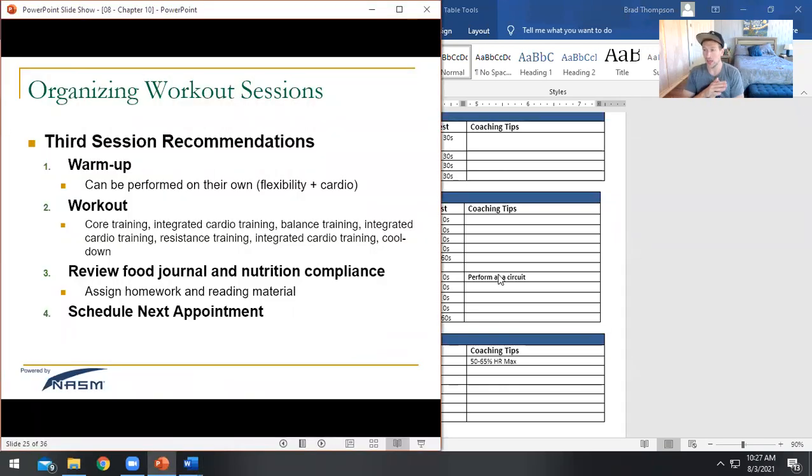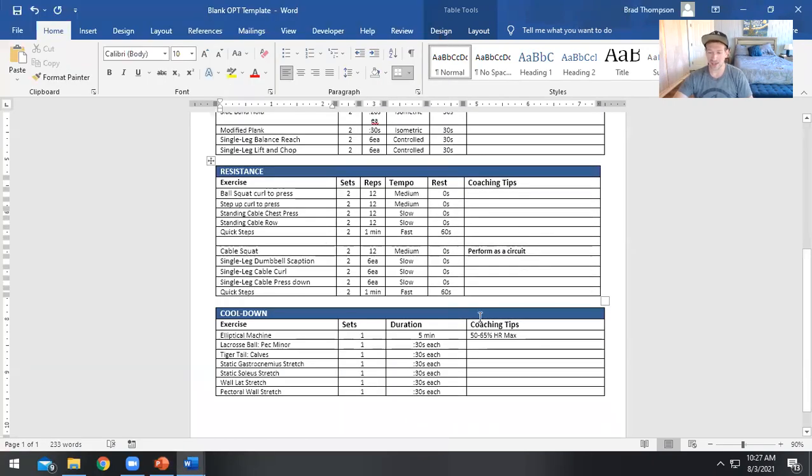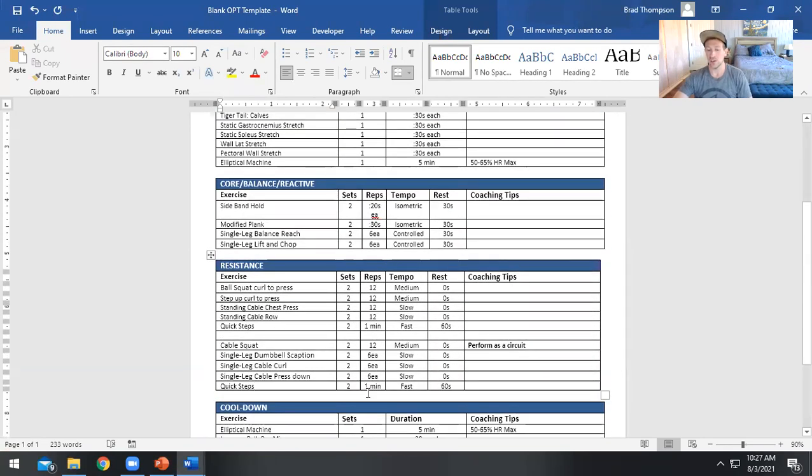So review, talk about their food journal a little bit, assign some homework, maybe some reading materials that they can do. But at the end of your session, as they're getting ready to walk out the door, take them back over to that desk and be like, all right, let's book your next session, right? If they've got one more left, let's do it and see if we can go through this again, see how you feel. Maybe we'll modify this up.